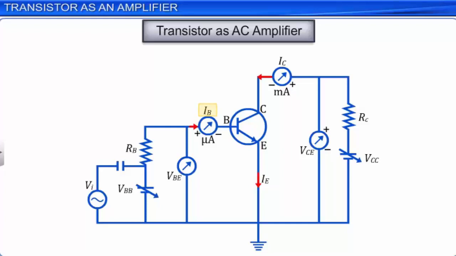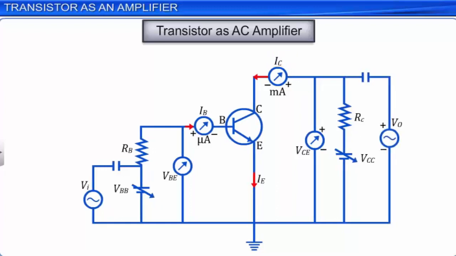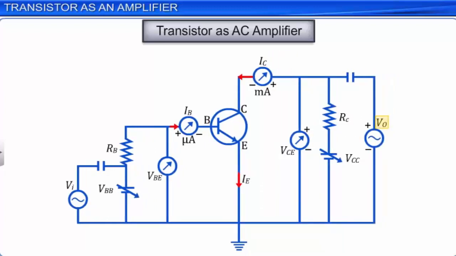The sinusoidal variations in collector current IC produce corresponding changes in the output voltage VO, which can be measured across the battery VCC and the resistance RC. Large capacitors are used to block the DC voltages while measuring the AC variations across the input and output terminals. Let us now derive an expression for AC voltage gain in the transistor amplifier.